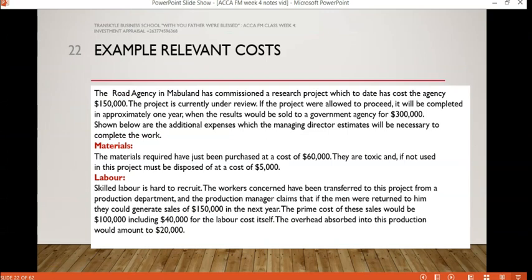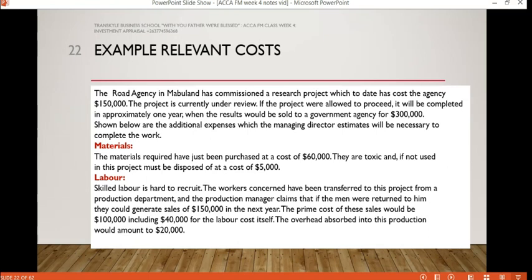Materials. Let's start with the materials. The materials required have just been purchased at a cost of 60,000. So the materials have already been purchased, at a cost of 60,000. Now, if the materials have already been purchased, then we know that those are irrelevant, because we consider them sunk costs. They are an expense which has already been incurred. So for the purpose of our investment appraisal, we need to ignore them.